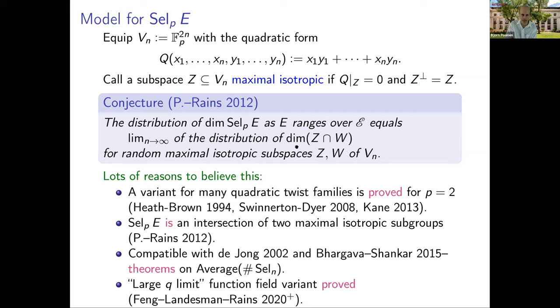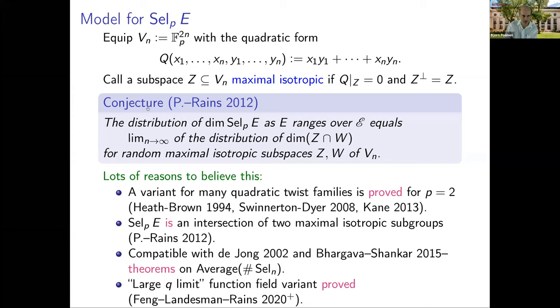And you can look at what its distribution is on the non-negative integers, in the limit where the ambient space becomes larger and larger. It turns out that the limit exists. If you look at the probability that this dimension is zero, that tends to a limit as n goes to infinity, and same for the probability that this dimension equals one, and so on. So you get a distribution supported on all non-negative integers, which decays rapidly.